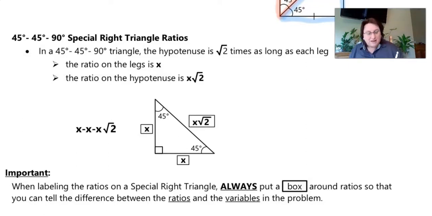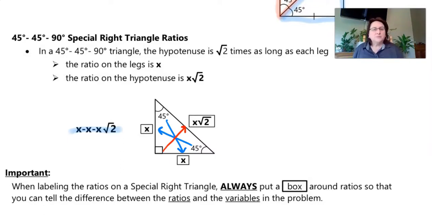Here's what that means. This is on your formula chart and on your flip chart. It says that the ratio is x, x, x square root 2. So where do we place these ratios? Notice that across from the 45 degree angle is a leg, and we label that as a ratio of x. Across from this other 45 degree angle, that ratio also has an x. But notice the hypotenuse, which is across from the 90 degree angle, has the x square root 2.